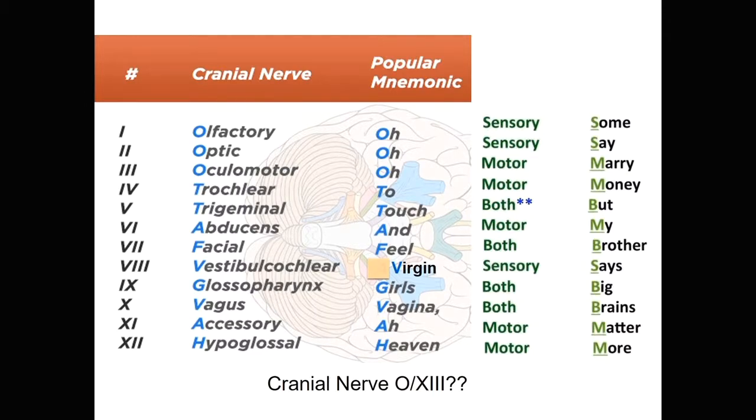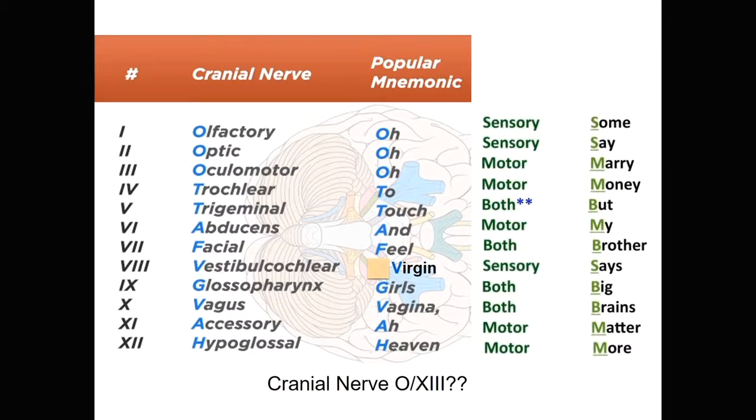So obviously your olfactory for smell is sensory. There's no motor involved with smelling. So definitely understand that it makes sense. Optic, okay, it's just vision. There's no motor that goes into vision. So obviously it's sensory. So you're going to go through each of these and it's going to start to make sense as you piece them together.